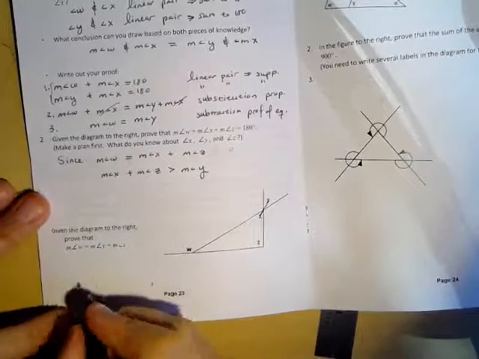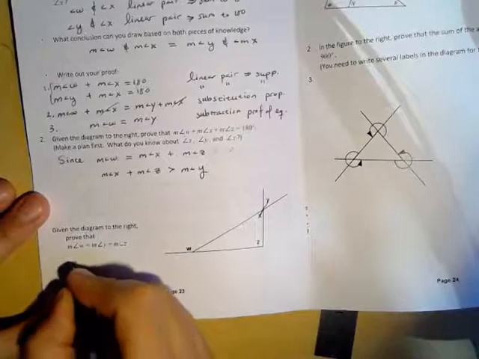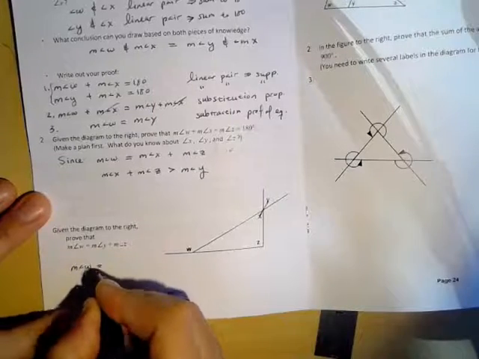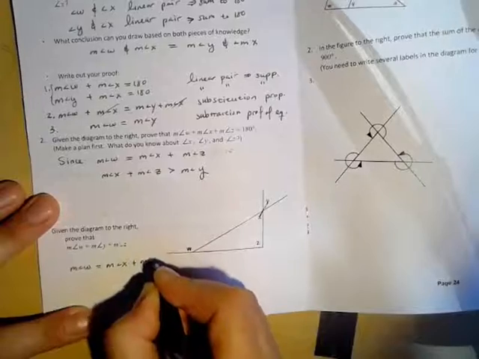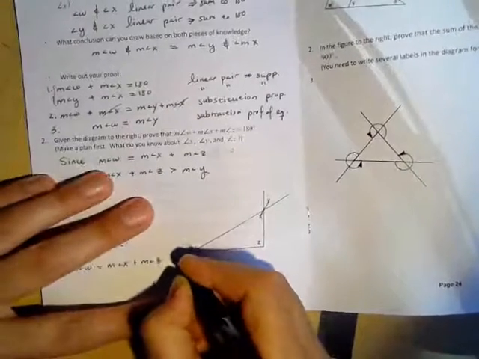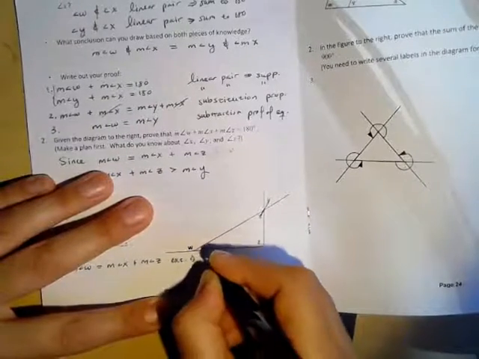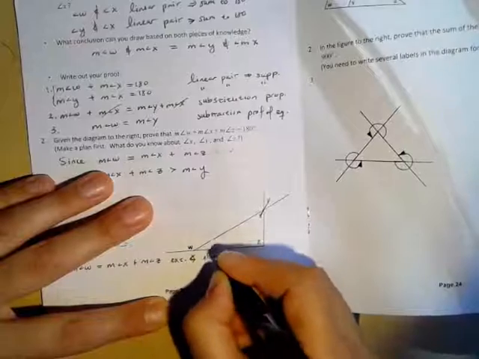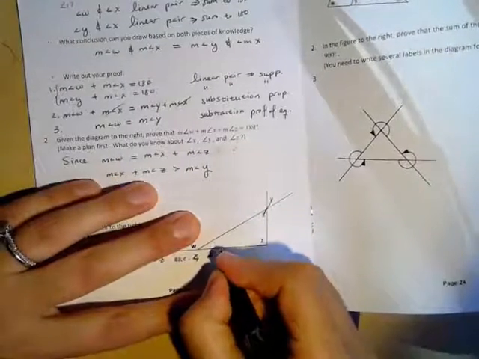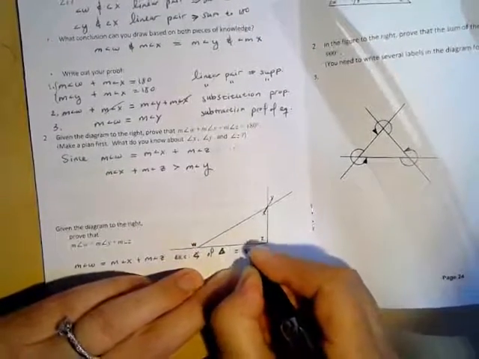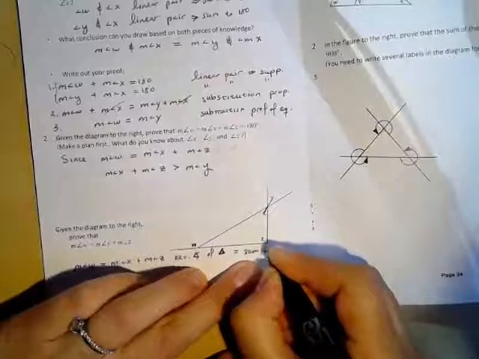We can say that we know the measure of angle W is equal to the measure of angle X plus the measure of angle Z, because the exterior angle of a triangle, exterior, that means angle, that means triangle. You can make a nice pointy triangle right there. Is equal to the sum of the remote interior angles.